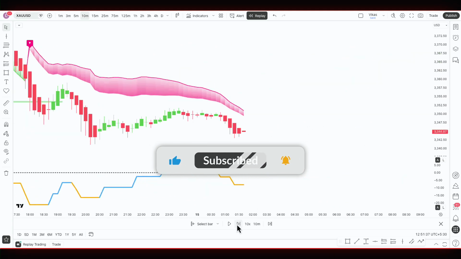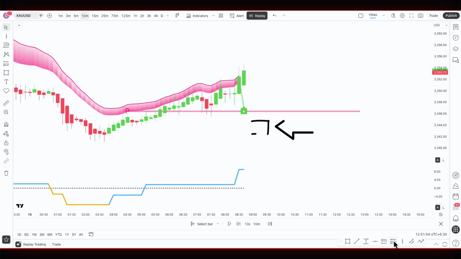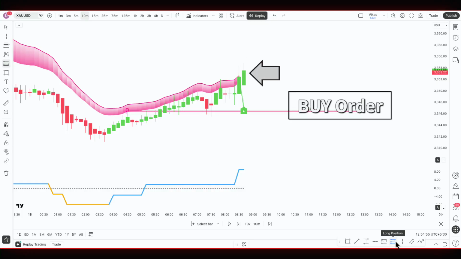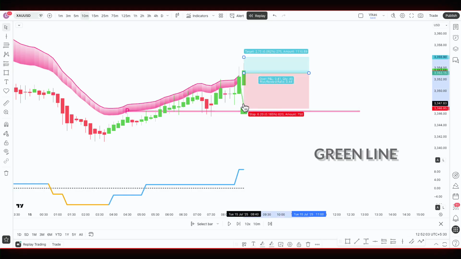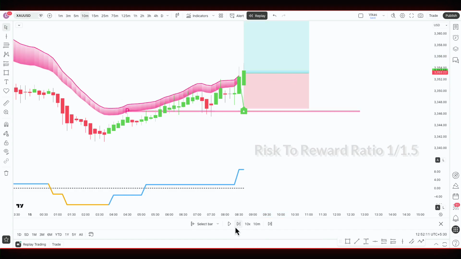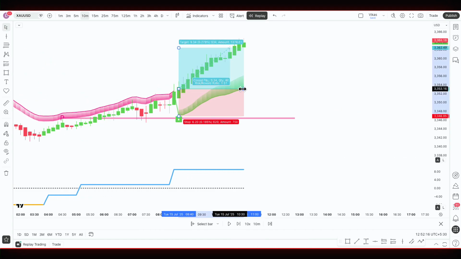Now our setup is ready. Let's see how we use these trading setups. When the impulse trend arrow of this indicator is a buy signal, when the blue line of OBV MACD should be above the zero line, when the market forms a bullish candle. If this condition is fulfilled, then we will place a buy order. Our stop loss is to be placed at the green line, and the risk-to-reward ratio will be 1:1.5. The market has completely hit the target.